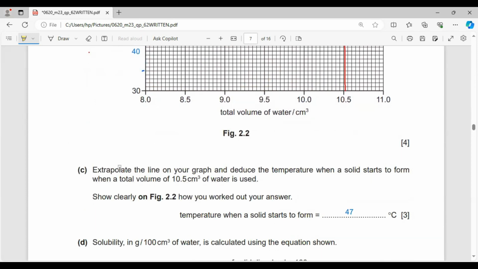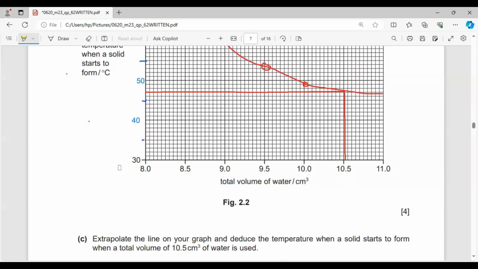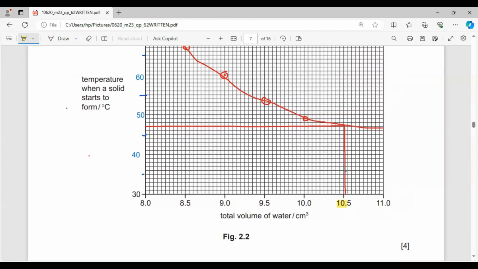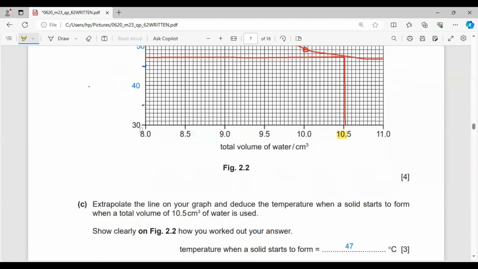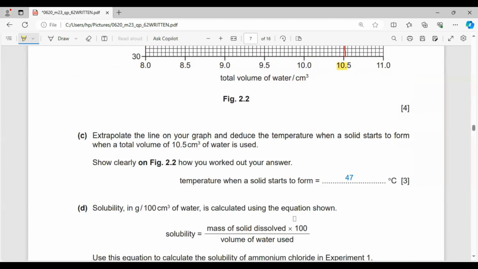Extrapolate the line on your graph and read the temperature when a solid starts to form, when a total volume of 10.5 centimeter cube of water is used. So, we have 10.5 here. Now, from 10.5, we draw a straight line up to the curve, and at the point where it joins the curve, we draw a horizontal line towards the y-axis. From here, we find the reading, which comes to around 47 degrees Celsius.